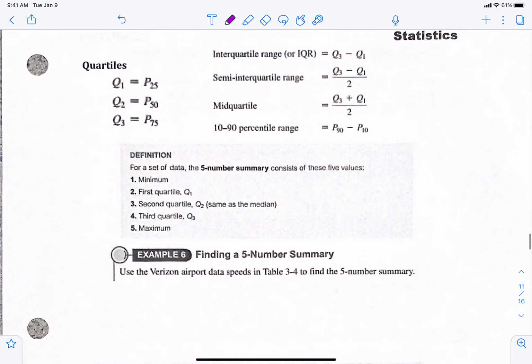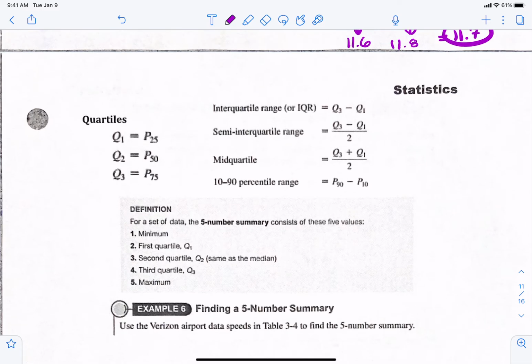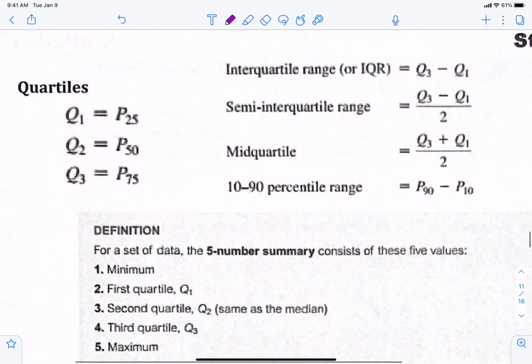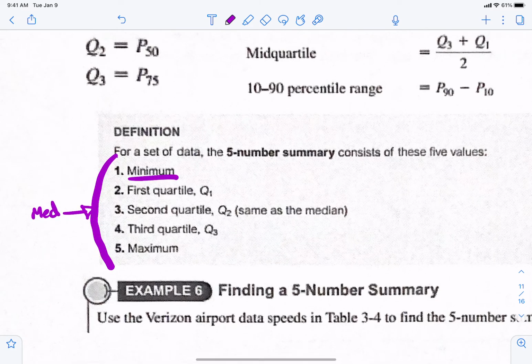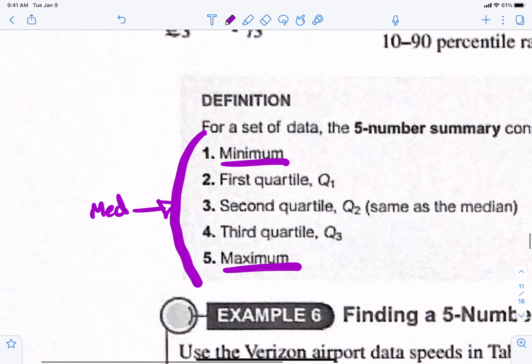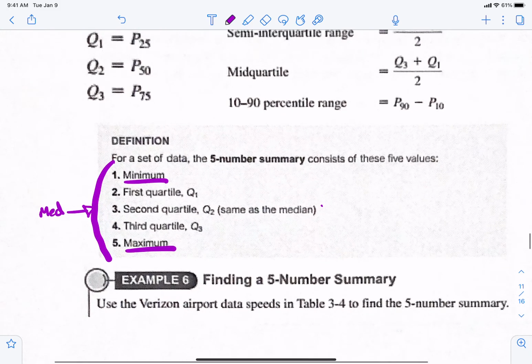Let's talk about these guys. When you're doing box and whisker plots, you have a minimum, a maximum, and a median. We did this in Algebra 2, okay? You have a min, a max, and a median, which they call the second quartile. The second quartile is the same thing as P50. It's the 50th percentile, the one that's right in the middle, right?